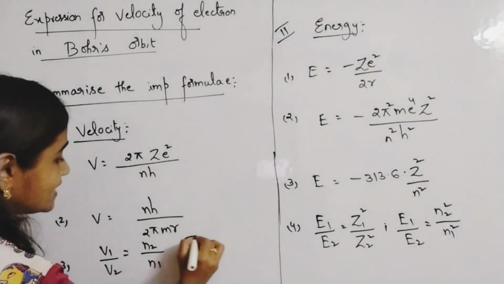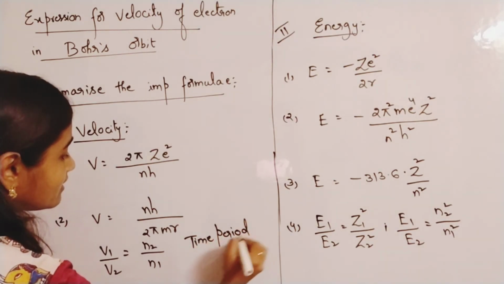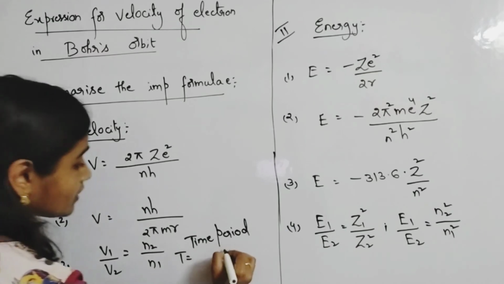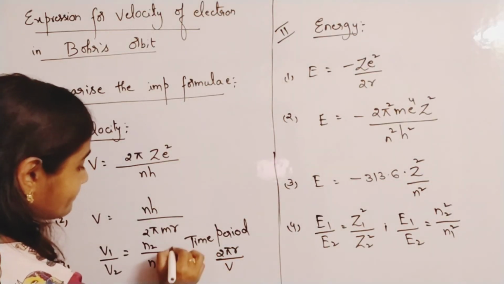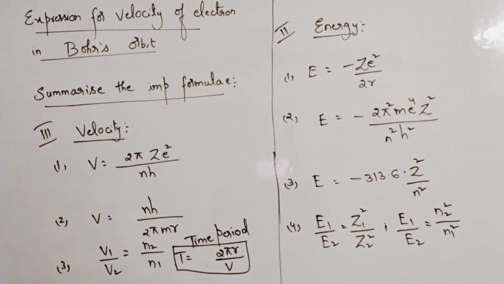Okay, and next, formula for time period T. T is equal to 2 pi r by V, circumference of the orbit, 2 pi r by V. This is also one formula. Okay, so like this you have 3 formulas are there.